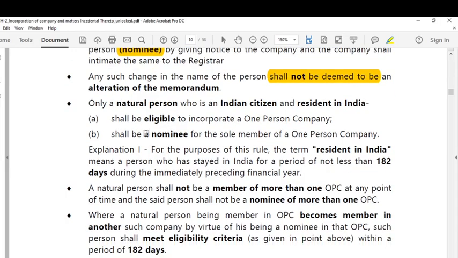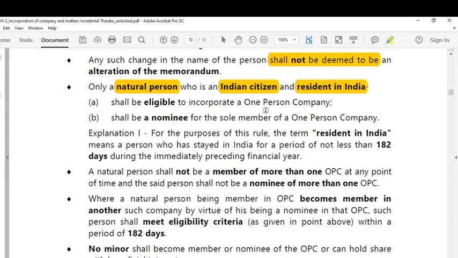Right. So the next important provision is that who can become a member of OPC or a nominee of OPC. So dear students, here there are three conditions which are laid under this Act. Only a natural person can become a member or the nominee of an OPC, and he should be an Indian citizen. And the third condition is that he should be resident in India. So to become a member of OPC or a nominee of an OPC, there are three conditions. He should be a natural person and Indian citizen, and also resident in India. So whoever qualifies these three conditions can become either member of OPC or a nominee of OPC.